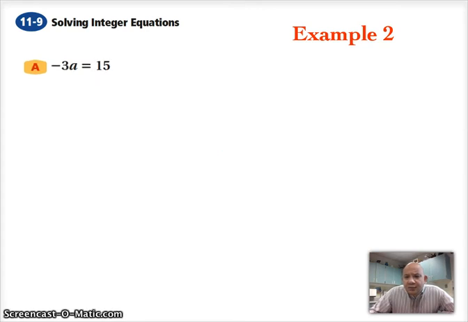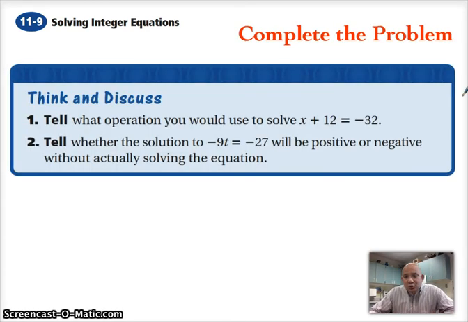All right. Final thing for you to do, of course, is to complete the problem. There's two parts of this problem. It says, tell what operation you would use to solve x plus 12 equals negative 32. What operation would you use to isolate the variable? That's the question. And here's the second question. Tell whether the solution to negative 9 times t equals negative 27 will be positive or negative without actually solving the equation. So it's going to force you to look at the equation and specifically look at the integers themselves.